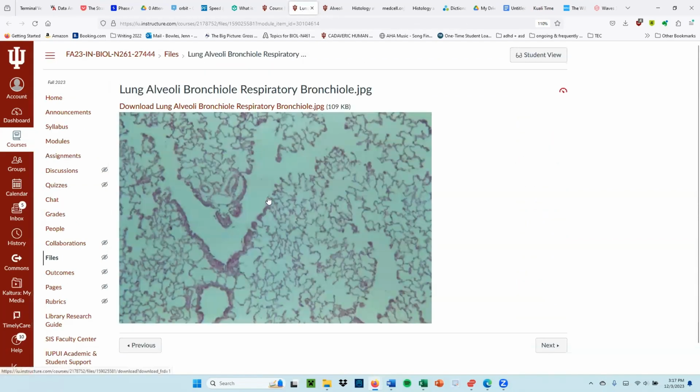lining it. Okay, so here's a really nice example. So each of these individual units is again those air sacs. They're going to connect to an alveolar duct, which is what we see here. There's no smooth muscle around it, so that tells us it is going to be an alveolar duct. And then eventually that will lead back to this bronchiole, which has the smooth muscle.